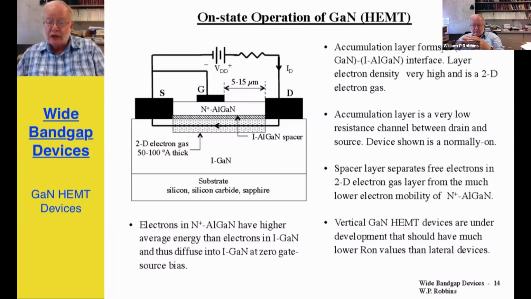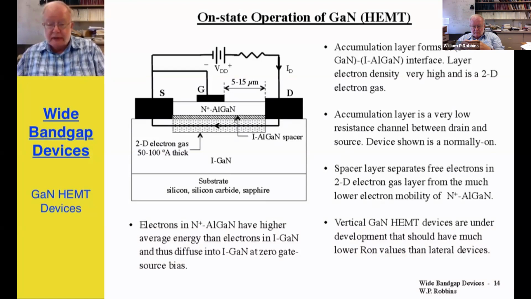This forms an accumulation layer at the interface between the spacer layer and the intrinsic gallium nitride. And the density of the electrons here is so high that it's sometimes called a two-dimensional electron gas. Numbers that are often quoted are 10 to the 13th electrons per square centimeter. The accumulation layer or two-dimensional electron gas is a very low resistance channel between the drain and source. And the device, as I've already shown, is a normally on device.